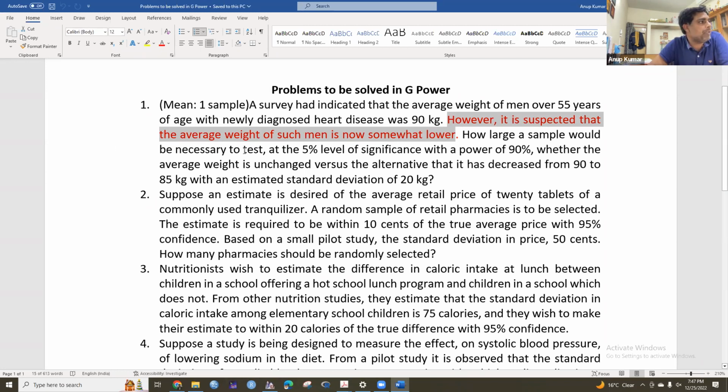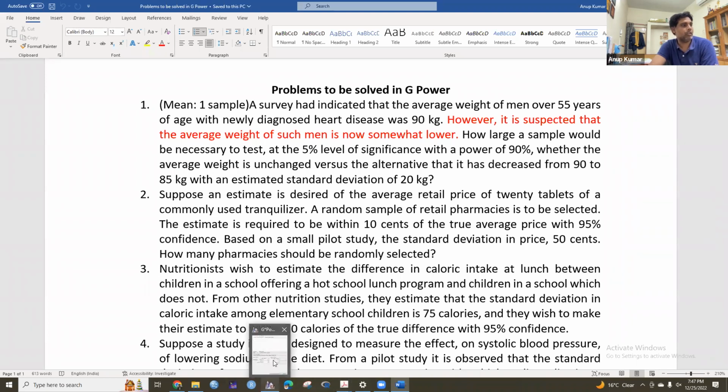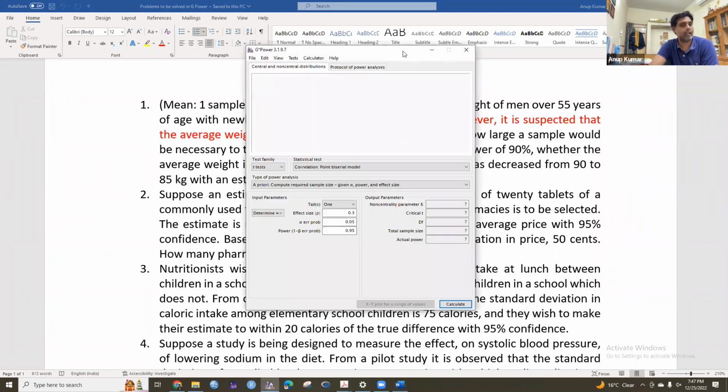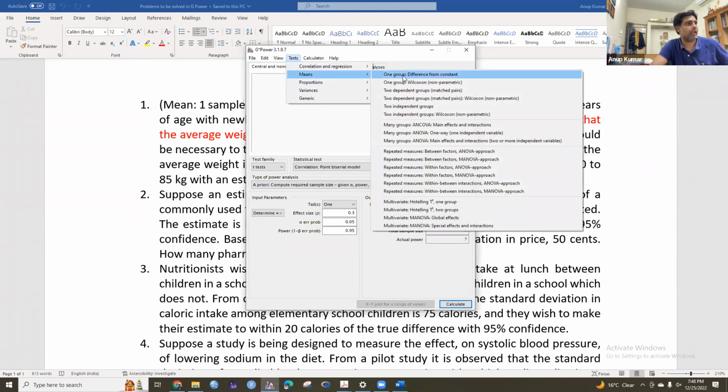How large a sample would be necessary to test at 5% level of significance with a power of 90% whether the average weight is unchanged versus the alternative that it has decreased from 90 to 85 kg with an estimated standard deviation of 20 kg. Okay, so this is the estimated standard deviation. Now, for that, go to G*Power, and in this, go to the test: means, one group different from a constant.